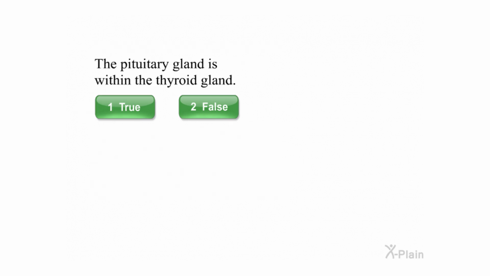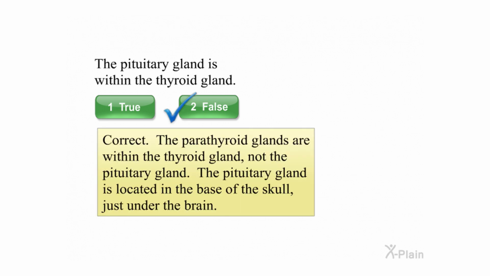The pituitary gland is within the thyroid gland. Select true or false. Correct. The parathyroid glands are within the thyroid gland, not the pituitary gland. The pituitary gland is located in the base of the skull, just under the brain.